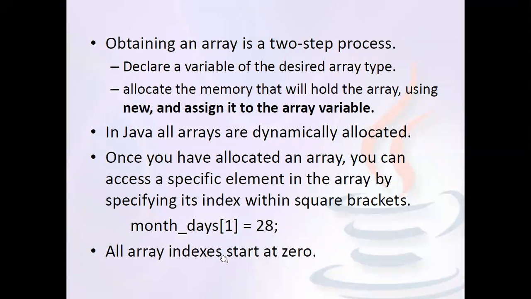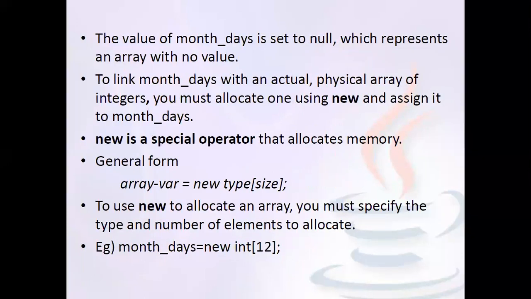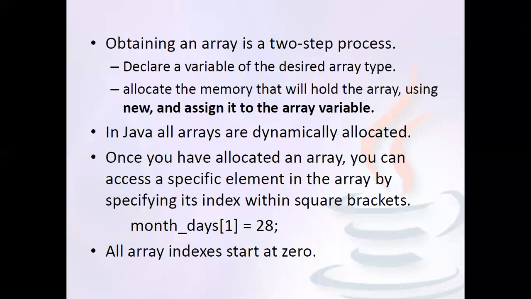So all array indexes start at 0. This is very important. That's why we have mentioned 12 here. When we write 12, it means that you have 12 elements from 0 till 11. So 0 will correspond to January, 1 will correspond to February, 2 will correspond to March, and so on. A little confusion might be there, but that's how it is.